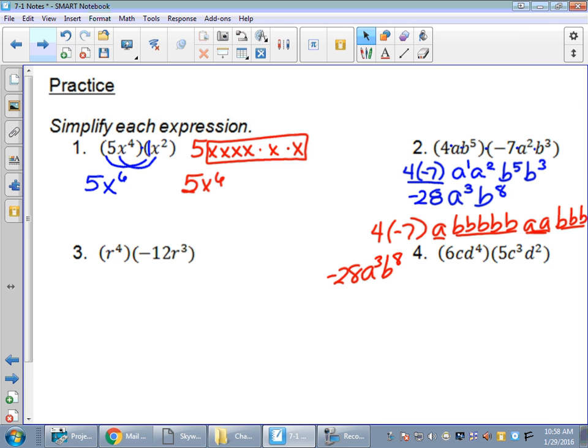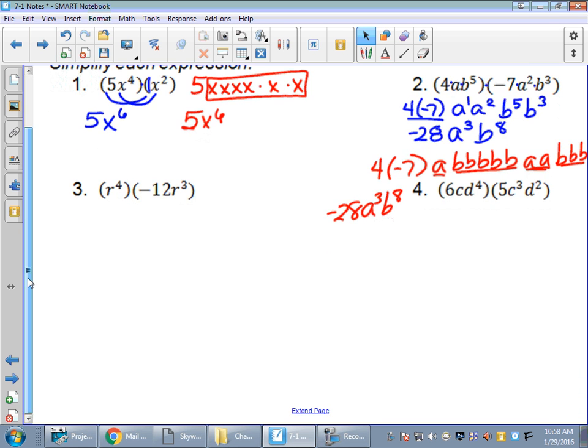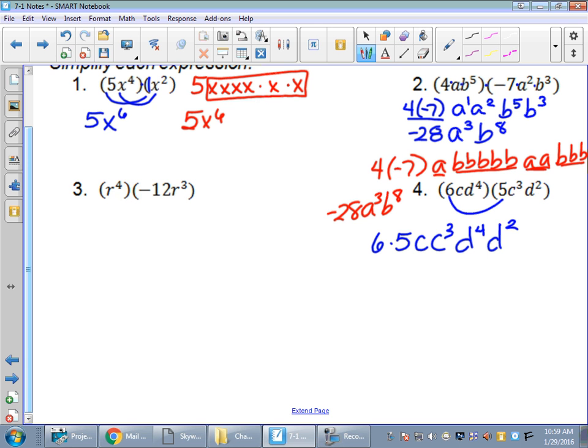Let's skip number 3 and go right on to number 4, just for time purposes. So again, I'm going to group my 6 and my 5 together. I'm going to put my C with my C to the third, D to the fourth, and D squared. I can do that whether I'm going to use the rule or if I'm going to expand. When I do that, 6 times 5 is 30. C to the fourth, remember C to the 1 power here. So when you add the exponents, you get C to the fourth. And then I have a 4 plus a 2 makes D to the sixth.